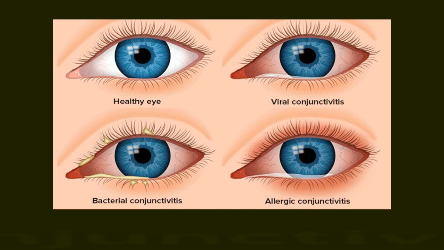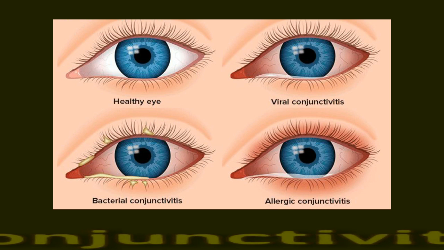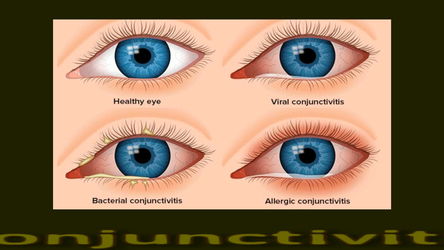Conjunctivitis, often called pink eye. This is the most common eye infection. The conjunctiva is a thin layer of tissue that covers the whites of the eyes and insides of the eyelids. Conjunctivitis is an infection or inflammation of the conjunctiva. A person may get the infection in one eye or both.